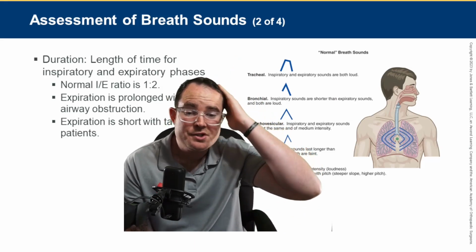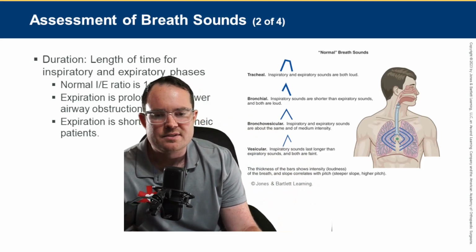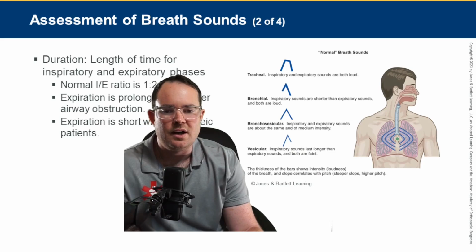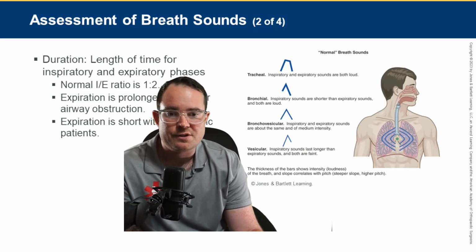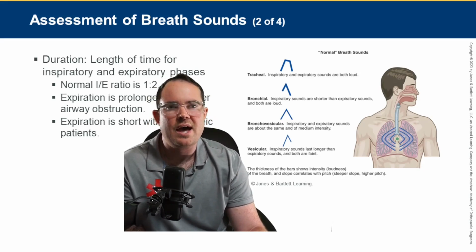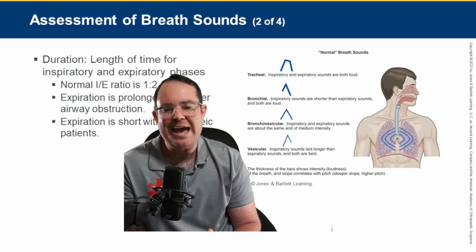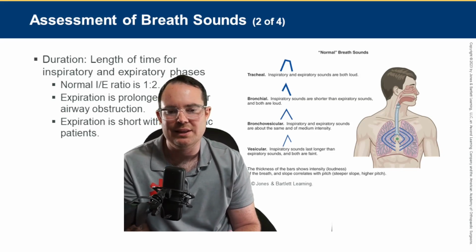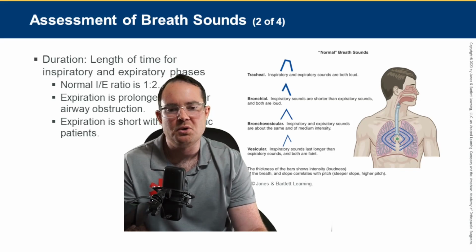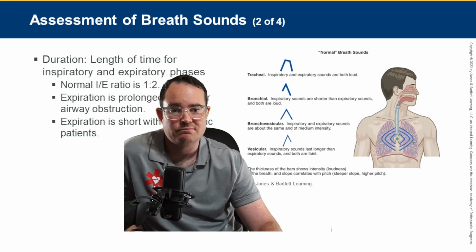Oh, of course, IE ratio comes up. Now, some normal breath sounds, some definitions over here. Tracheal versus bronchial versus vesicular. I would take a look at the definitions of each one of those. But really, what I'm trying to pay attention to are my adventitious or irregular lung sounds. These are all normal breath sounds depending on where the breath sound is being heard.